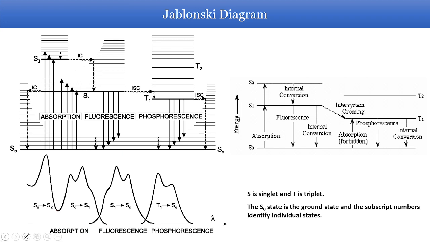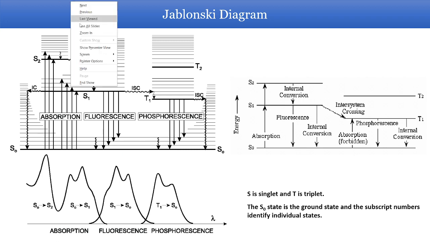But in brief, absorption is excitation from the ground state to a higher state. That can be your S2, S3 or S1, whereas fluorescence is the, so absorption and these two are actually emissions. So this is absorption, from S0 to the S1 state and the S2 state.